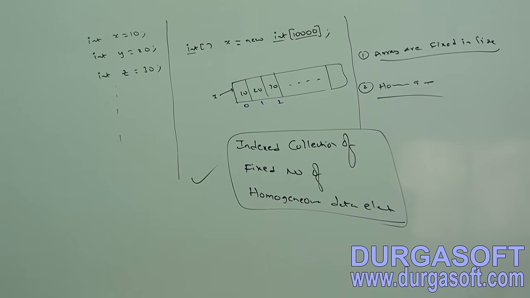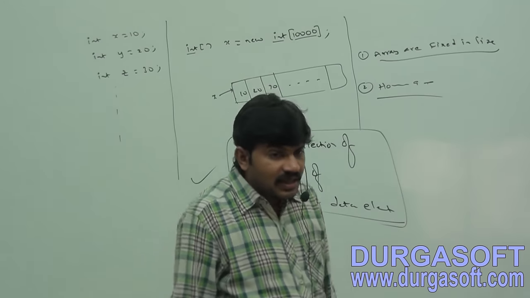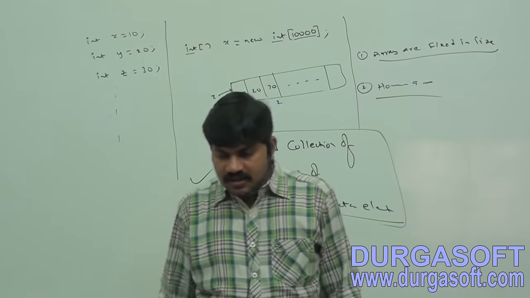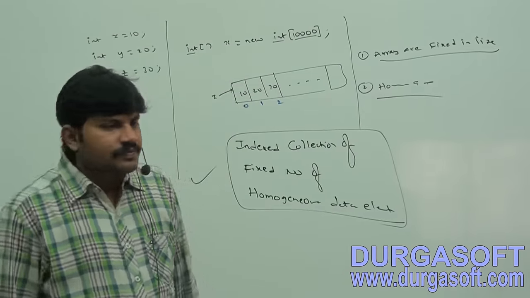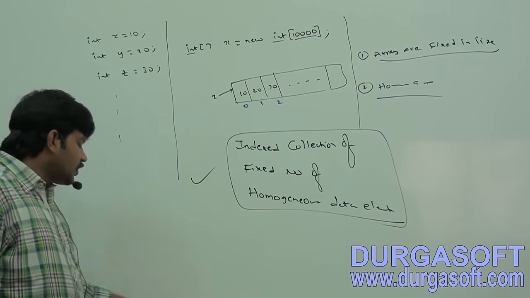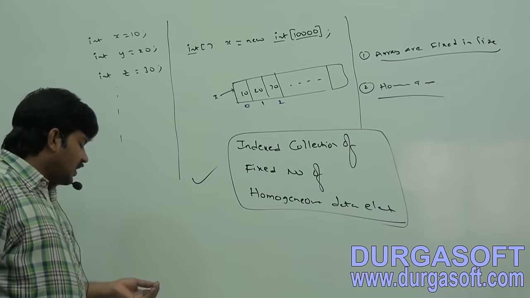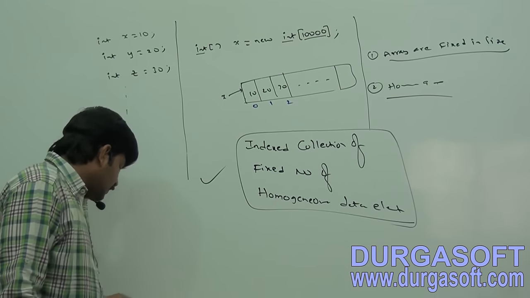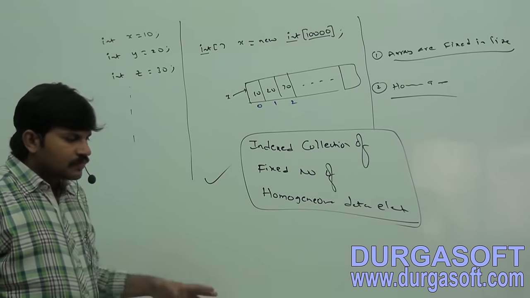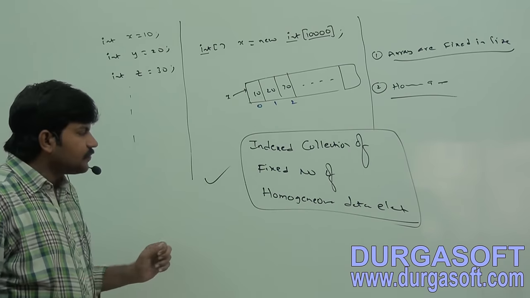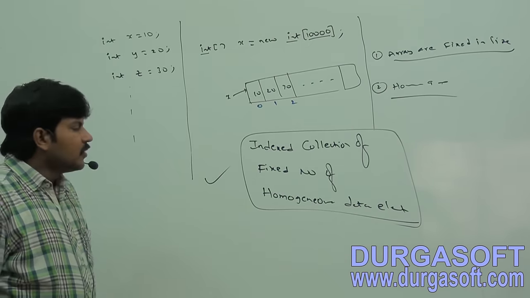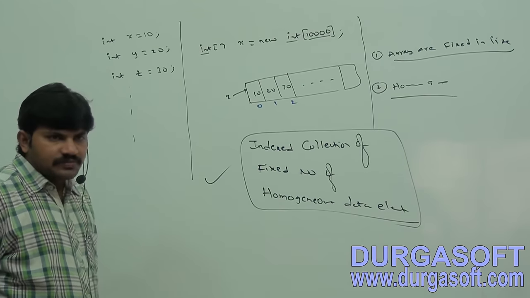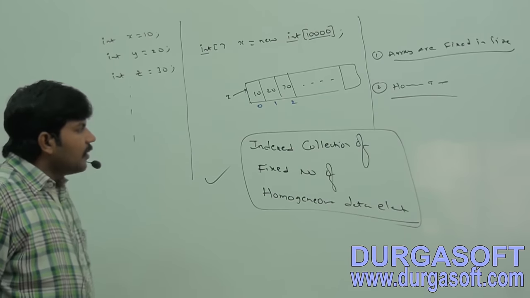An array is an indexed collection of fixed number of homogeneous data elements. Are you getting? Next point.